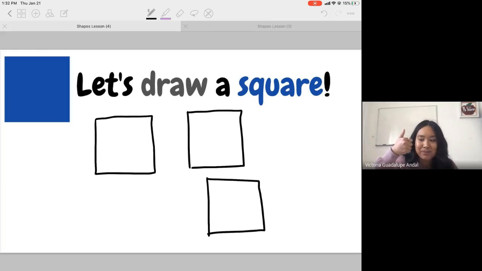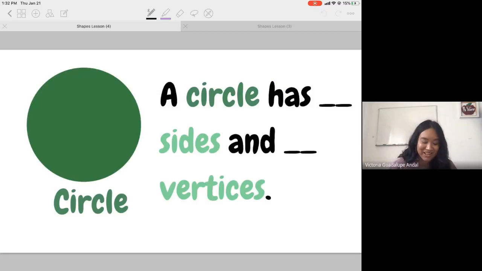Give me a thumbs up if you're ready. Good job. Okay, so here we have our circle. And if we look at our circle, we're trying to see how many sides does our circle have. Remember, a side is a line in a shape. Do you see any lines in our circle?